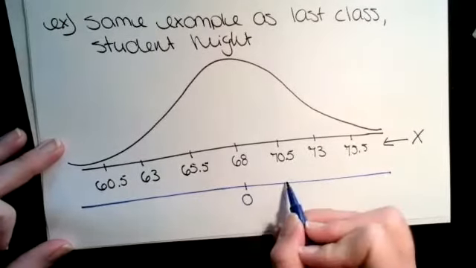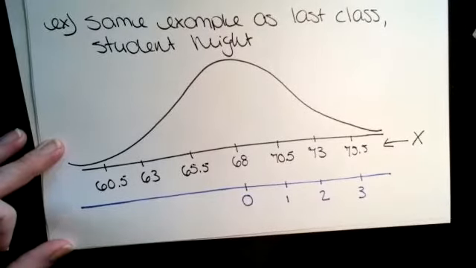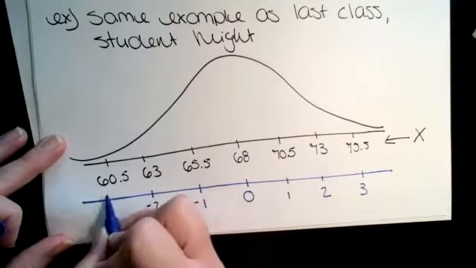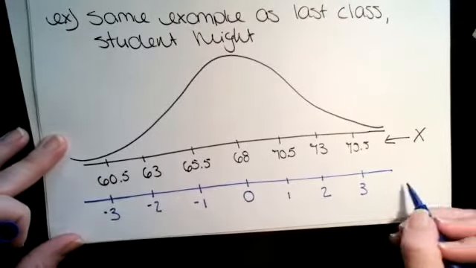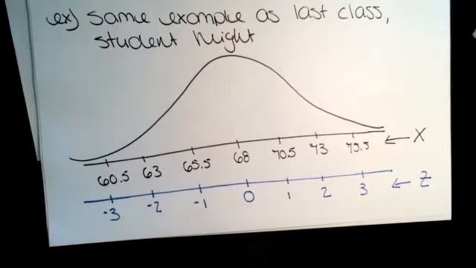My center is 0. And I would still have 3 standard deviations away. It's just now my standard deviation's 1. So I'm going to have -1, -2, -3 on this side. And these will be my Z's. Okay, and the curve would look exactly the same. And I can find probabilities exactly the same way. Okay, I can find percentiles exactly the same way.